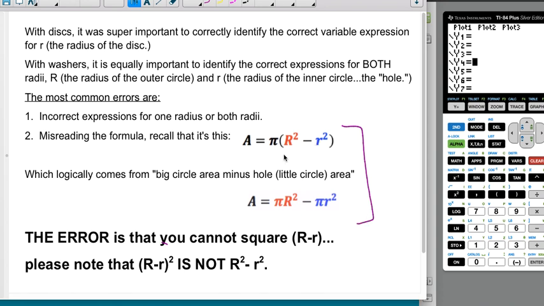As I just set up on the last page, it is pi times, in parentheses, big R squared minus little r squared, or you can do it as pi big R squared minus pi little r squared. It is important that you notice that the quantity R minus r, squared, is not the same as big R squared minus little r squared. Those are different things, so that's really important.